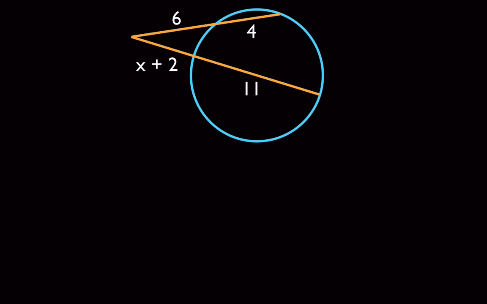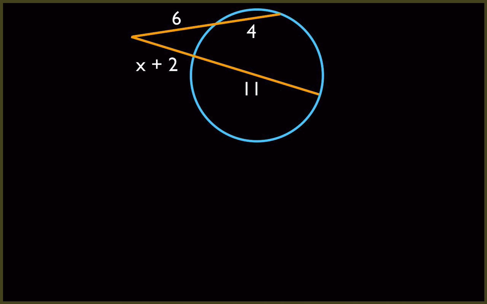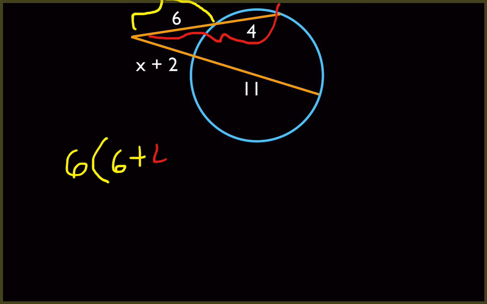Okay, you may have to label a couple of these things in your notes. Alright, so again, we're going to focus on looking at the outside times the whole thing. So here's my outside, done in yellow, and then the whole thing done in red. So in this case, we're looking at the outside being just 6, and we're going to multiply that by 6 plus the inside as well, which is 4. So altogether, we're looking at 6 times 6 plus 4.